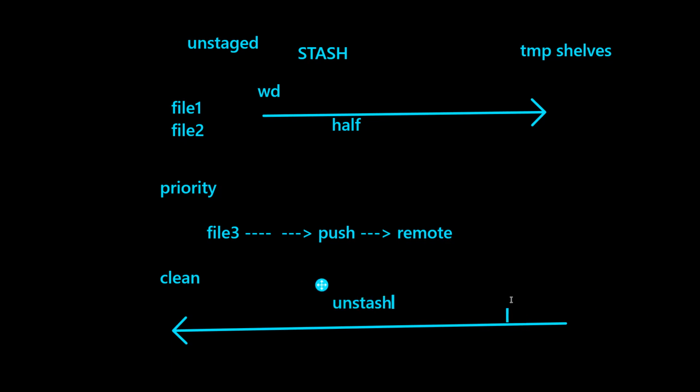Unstash means get the changes back from these temporary shelves to your working directory, which is called unstash. So this is the concept of stash and unstash. Generally, unstaged changes will be stashed. Of course, untracked ones also you can stash, but generally we stash the unstaged changes. Let me show you this with a scenario.